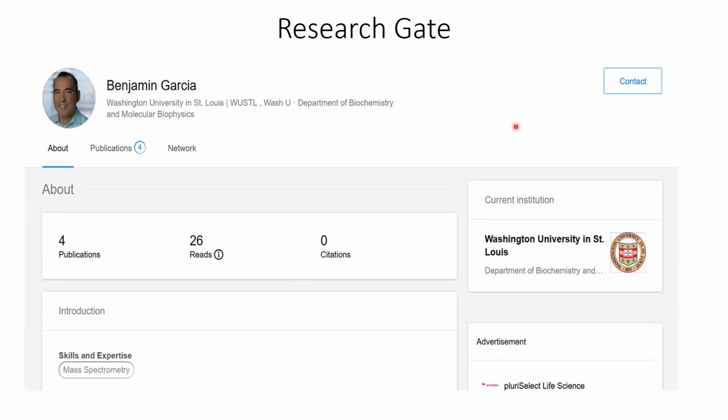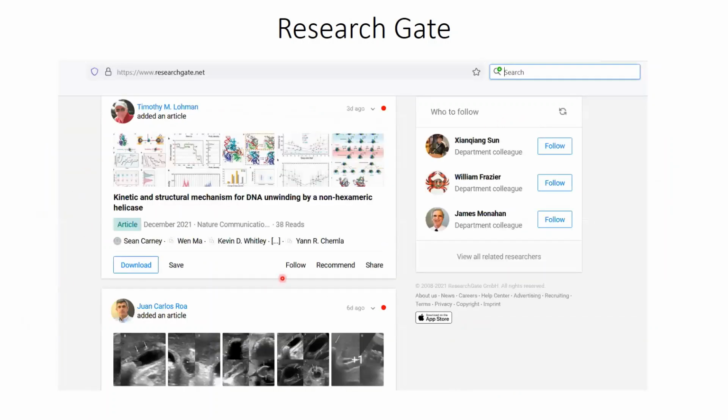And then it kind of keeps a score of how many people are reading your publications and things like that. But what I really like about it is that depending on your areas and your institutions and your networks, you will get updates on other people's work. So I kind of like that.